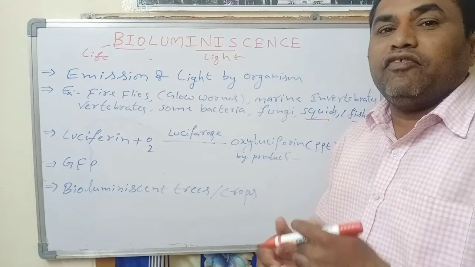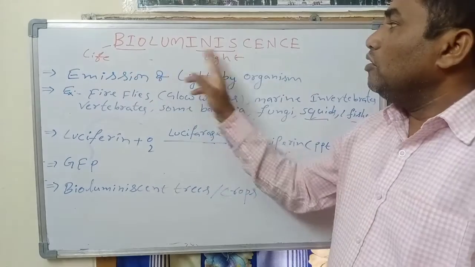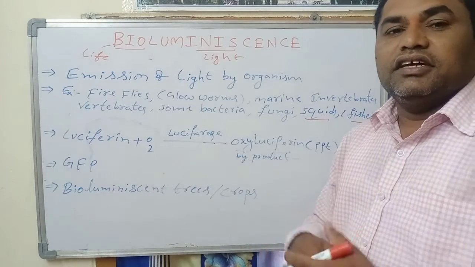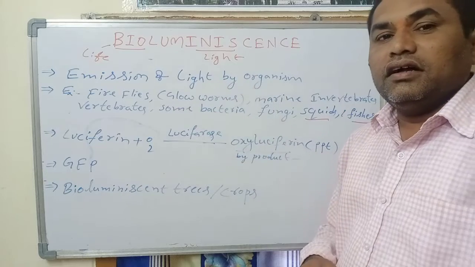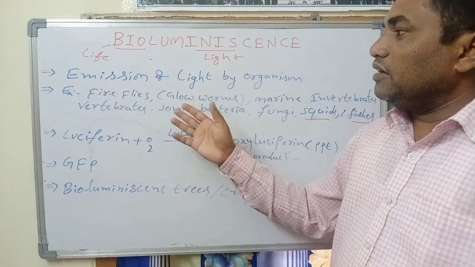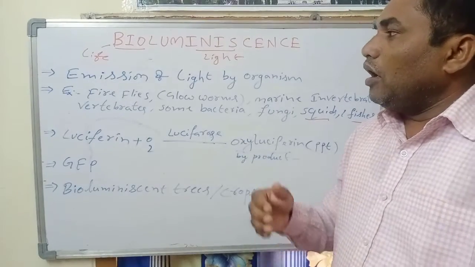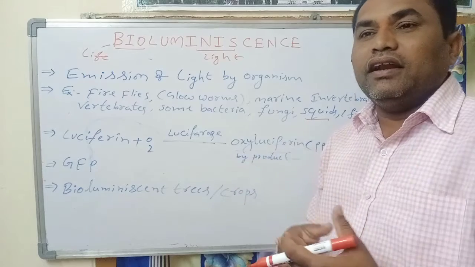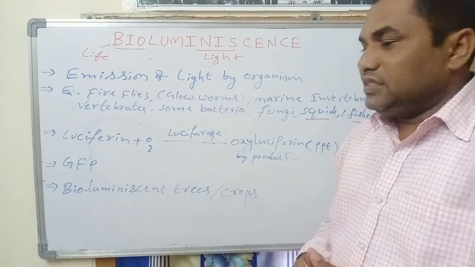So the process of emission of light by the living things is called bioluminescence. This is very interesting in this universe, and very unique organisms can follow this bioluminescence. So now, by which process, is there any chemical or material in that to produce light?